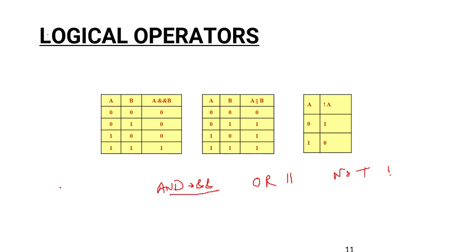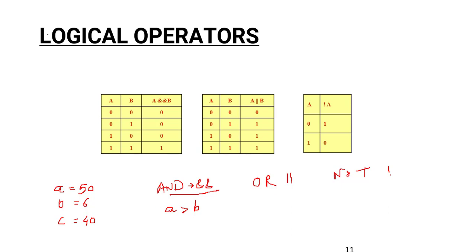Now please understand, let's say I have 3 values: A is equal to, let's say, 50, and B is equal to, let's say, 6, and let's say C is equal to, let's say, 40. These 3 values are there, right? Suppose I am writing A greater than B. Right? Now what is A actually?